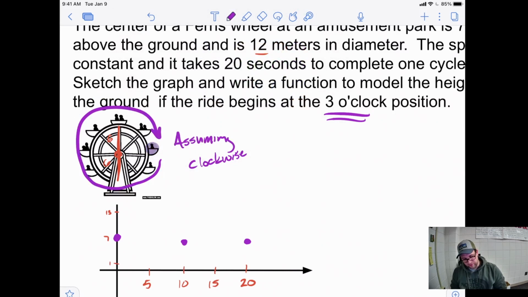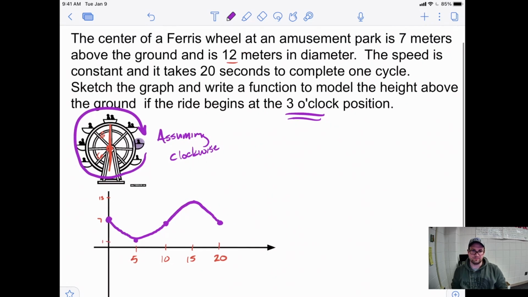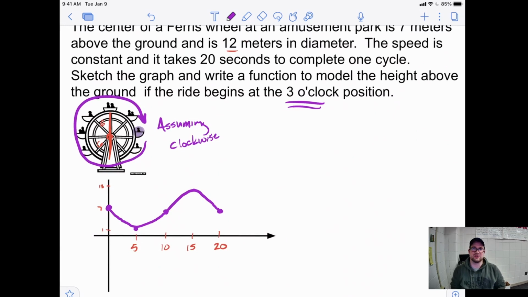So coming over here, we can sketch a picture for this. He's going to come down. He'll hit that minimum height here at 1 after 5 seconds. And then he's going to come back up. He's going to hit that midline right there. Then he's going to hit his maximum height of 13 at 15 seconds. And then he's going to come back to his original position. Now, this is a representation of a sine function.